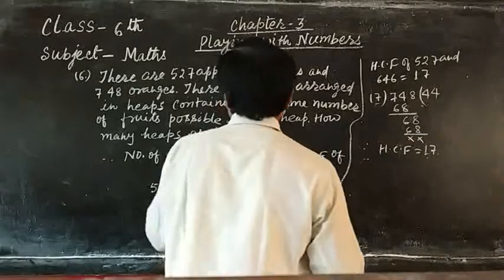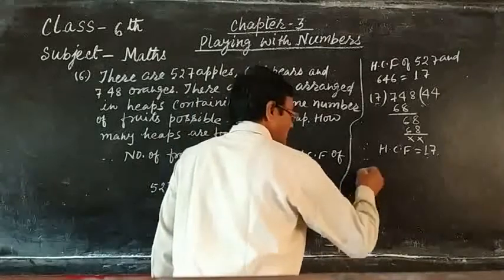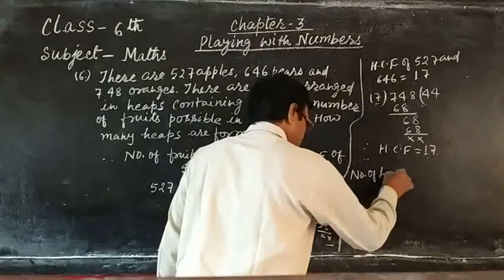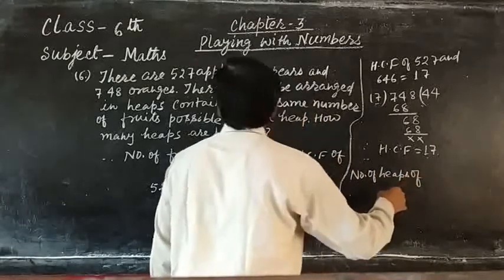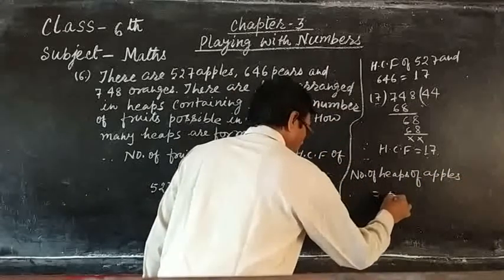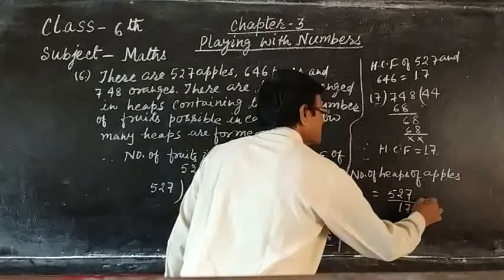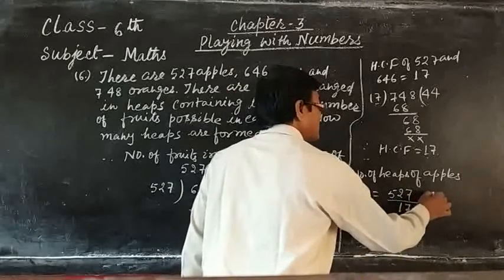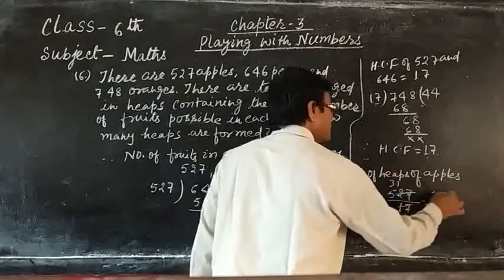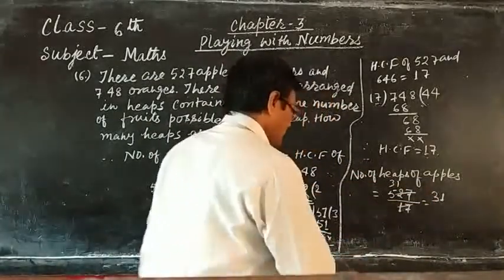Now we have to find how many heaps for particular items. So we write here the number of heaps of apples is equal to the total number given, 527 over 17. So 17 3 are 51, remainder 1 becomes 17, and 17 1 is 17. Means the number of heaps of apples will be 31.